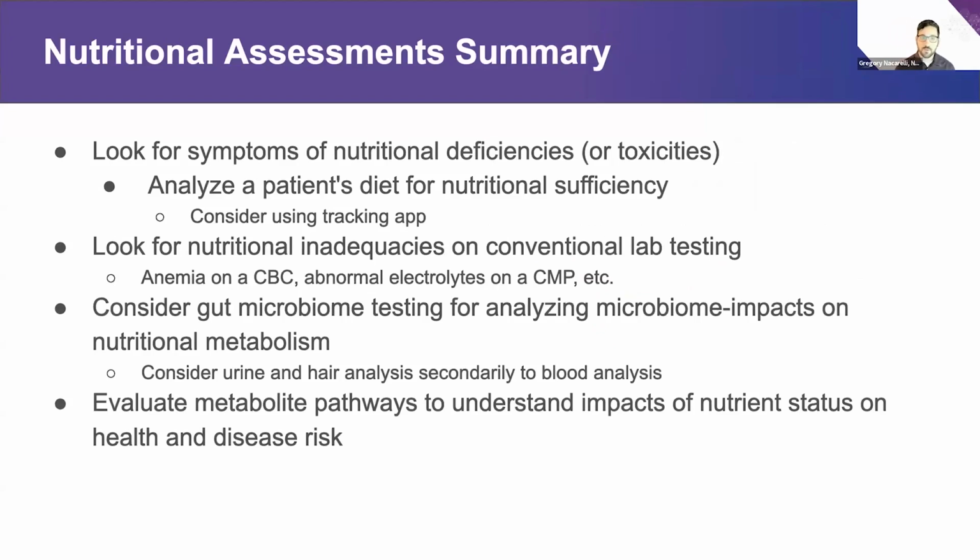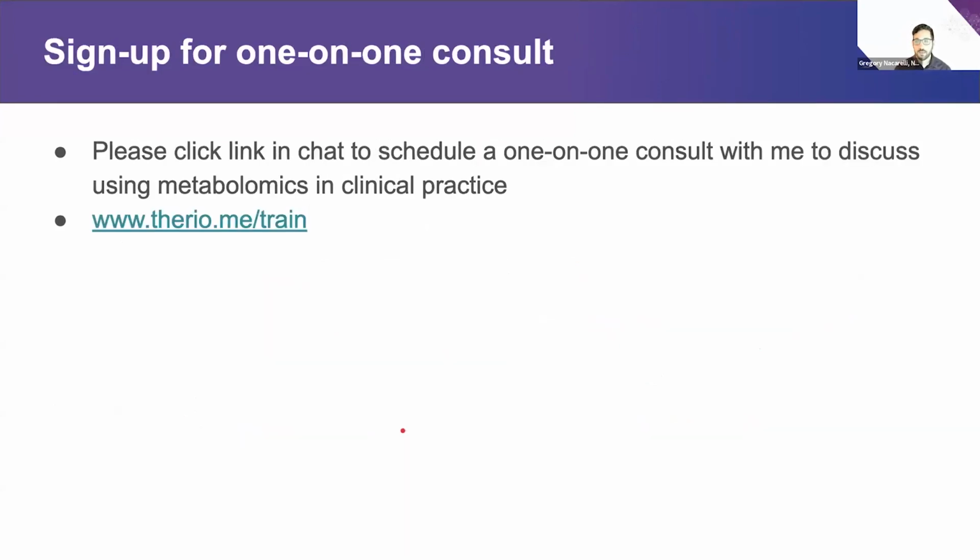So we want to look for symptoms of nutritional deficiencies or toxicities. We can do this by analyzing a patient's diet for nutritional sufficiency. And one of the best ways I think one could do this is by using a tracking app. We'd also look for nutritional inadequacies on conventional lab testing, such as looking for anemia on a CBC or abnormal electrolytes on the CMP, etc. We could look at the gut microbiome and look for the impacts of nutritional metabolism on that. Secondarily, we could also look at urine and hair, secondarily to blood analysis for inferring nutritional status, and ultimately to evaluate our metabolite pathways. It gives us a better understanding of the impacts of nutritional status on our health and disease risk.